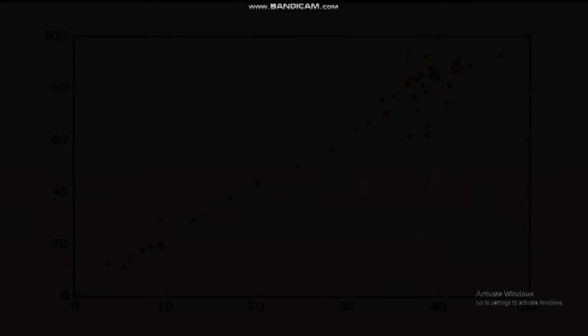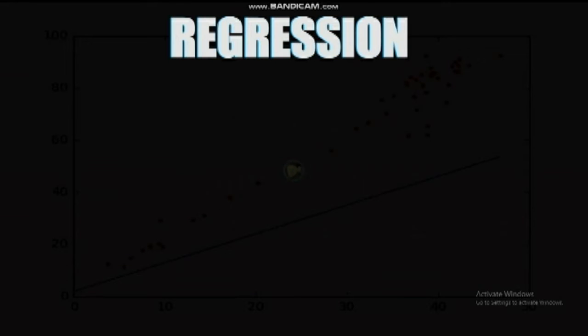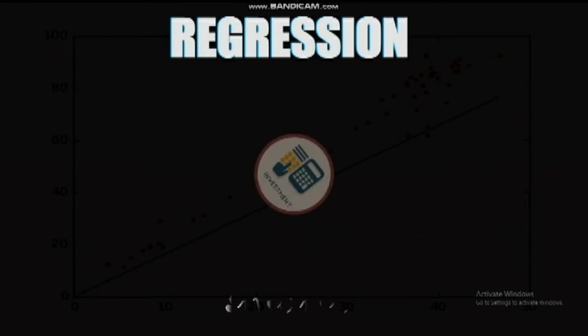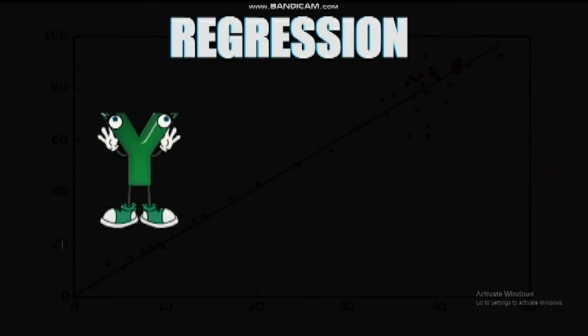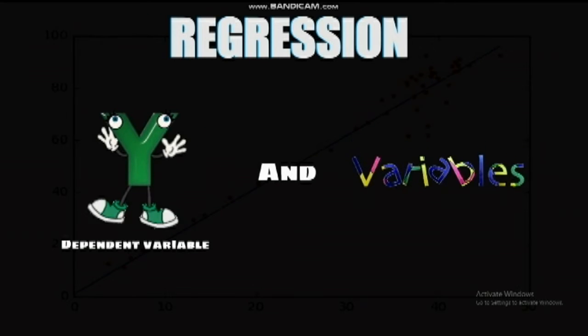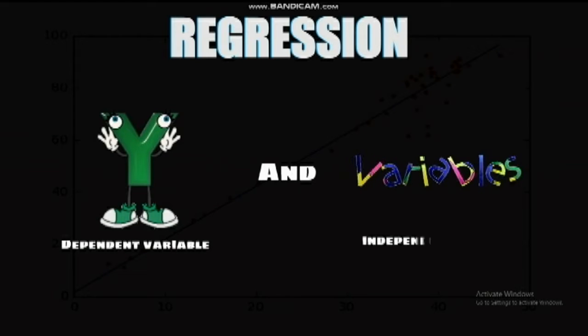Regression is a statistical method used in finance, investment, and other disciplines that attempts to determine the strength and character of the relationship between one dependent variable, usually denoted by y, and a series of other variables known as independent variables.